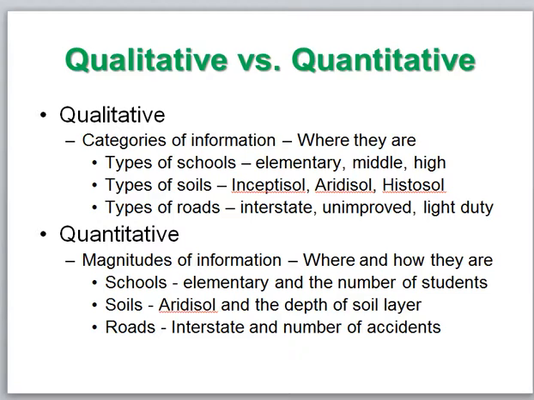Quantitative data is looking at the magnitude of the information, or how much or how different it is. So you could map elementary schools and have them symbolized by the number of students. So elementary schools with few students could be a small triangle, and elementary schools with a lot of students would be a larger triangle. And that gives you more information, not just that it's an elementary school, but that it has some kind of quantitative difference.